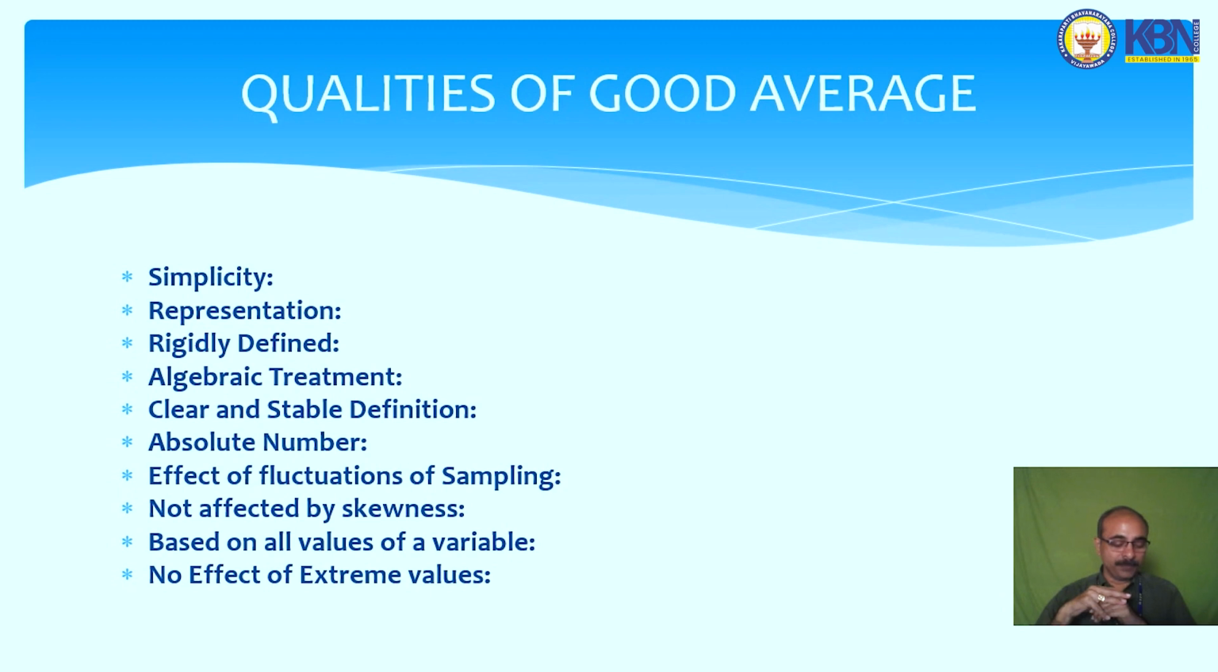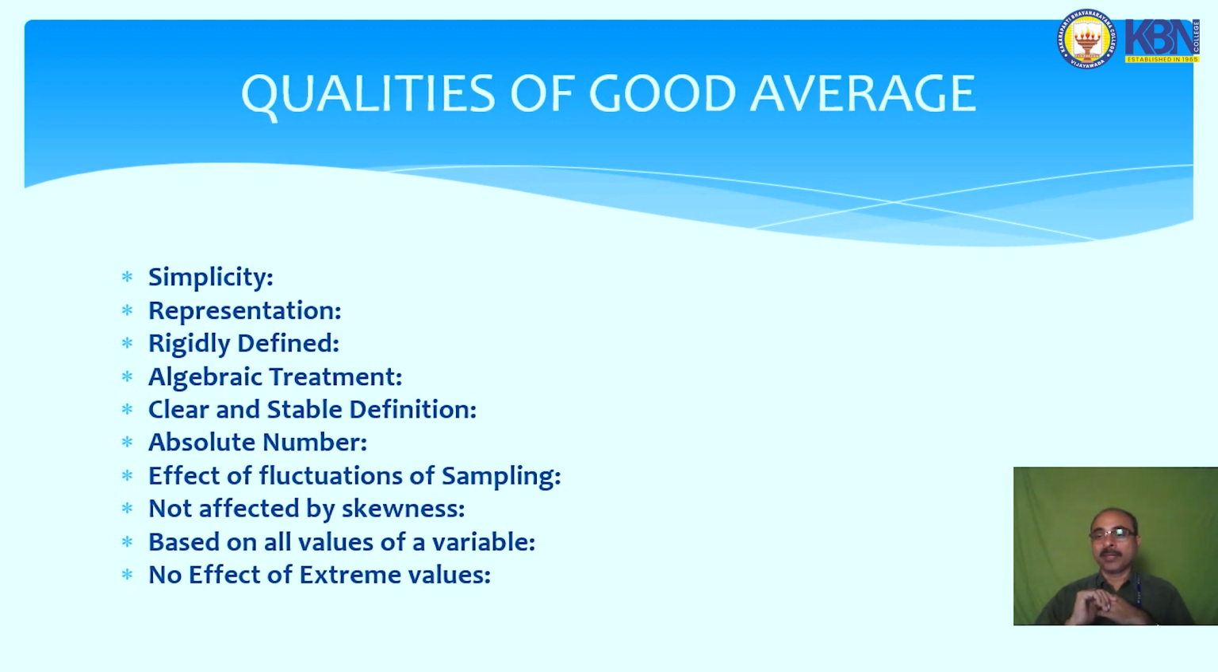Clear and stable. That means the average computed must be very clear and must be stable. Even if different persons calculate with the same data, they must get the same solution, same treatment. That is the clear definition.